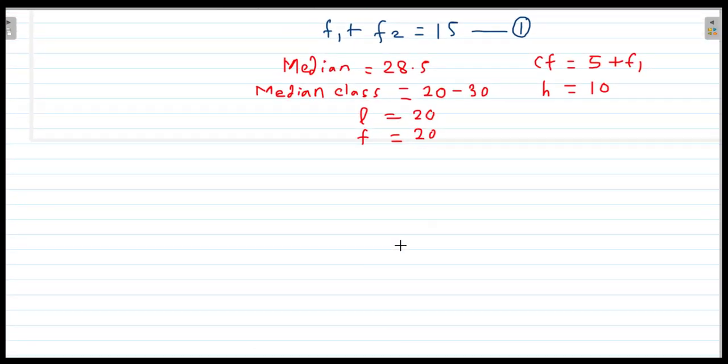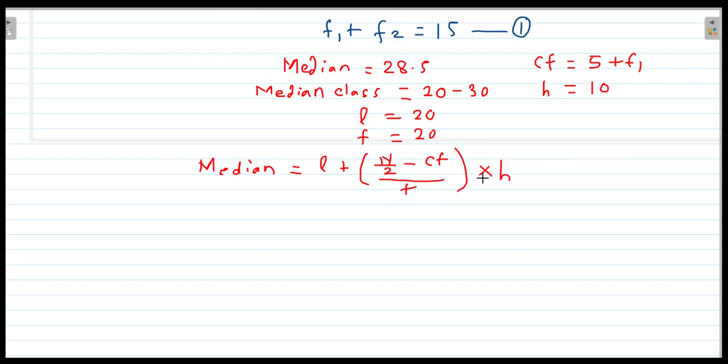So the formula for the median is: median is equal to L plus N by 2 minus cumulative frequency divided by frequency, multiplied by H. So here what is N by 2 that we will require? We know that the total of the frequency that is given to us is 60, and therefore N by 2 will be half of 60, and that is 30. So here N by 2 will be 30.